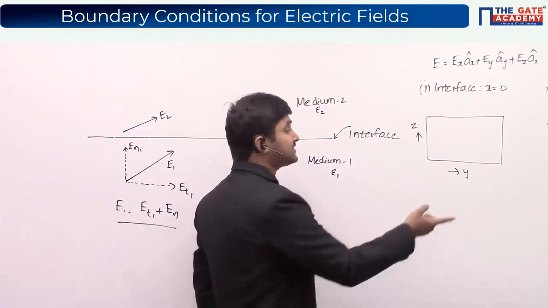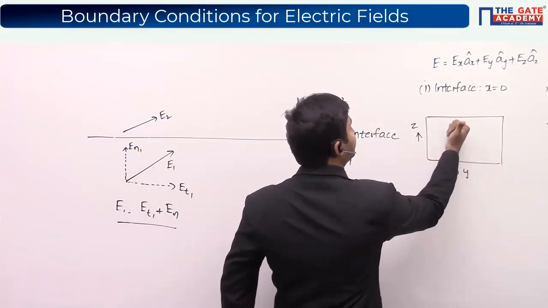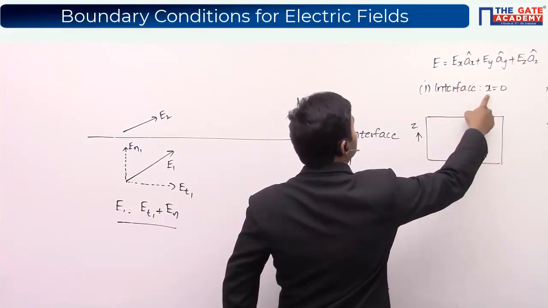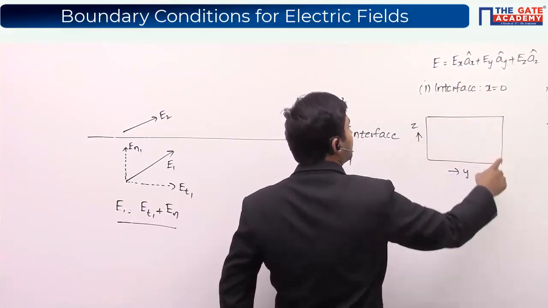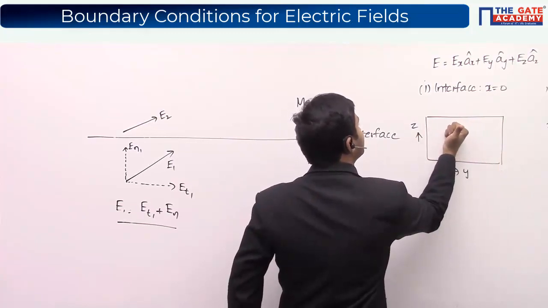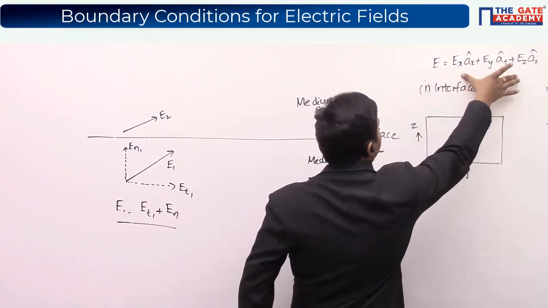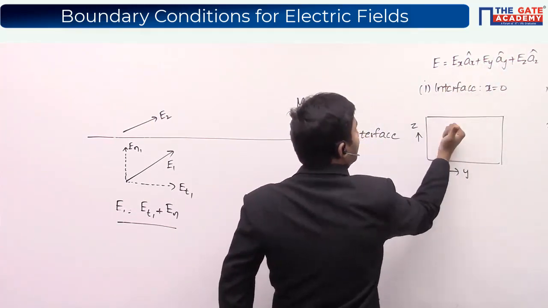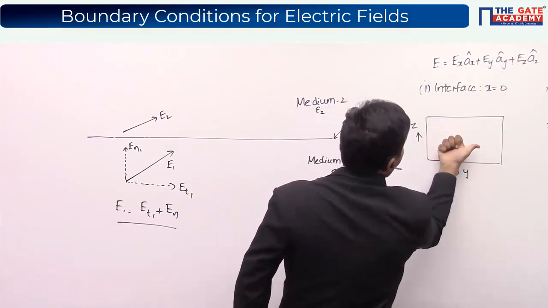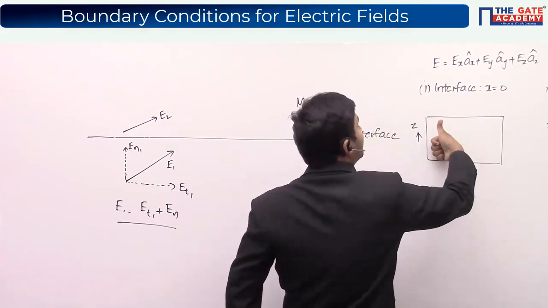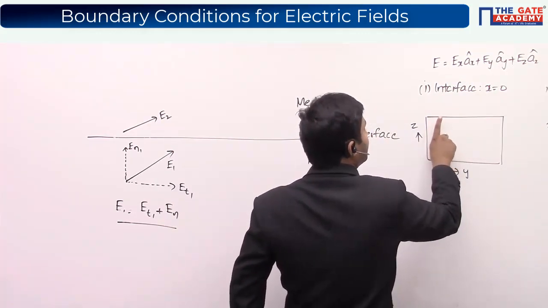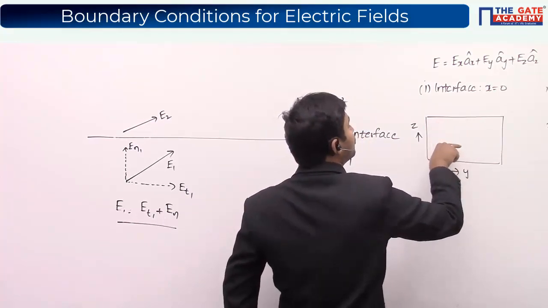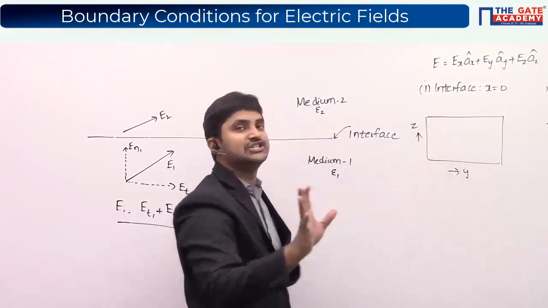Very good. So the x component will be the normal component, because for the interface x equal to 0, which is the yz plane, the normal to it is nothing but the x direction. So in the electric field which is given to us, the normal component will be the x component, and any component in the y direction and any component present in the z direction.